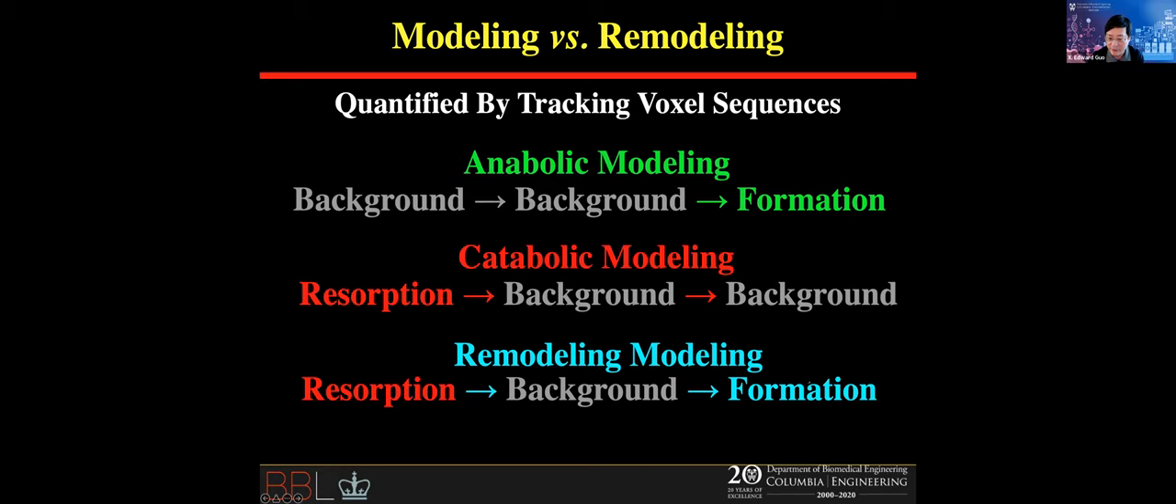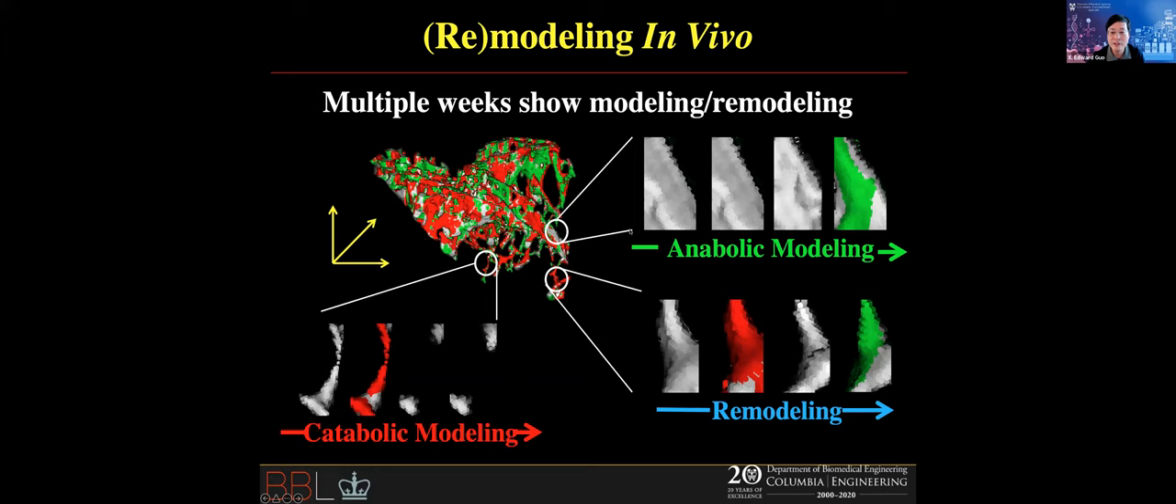Actually, it should be just remodeling, not remodeling modeling. All right, this shows an example here. In this location, you can see there's nothing, and suddenly there's green in there. So that's anabolic modeling. And here, you see one of the trabeculae is resorbed and then completely gone. That's catabolic modeling.